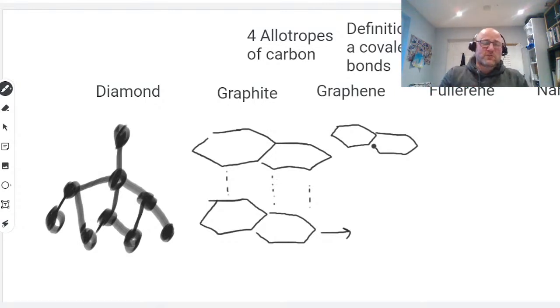Each carbon atom is bonded to three others. It has delocalized electrons, but it's very light. So that's its technological advantage over graphite.